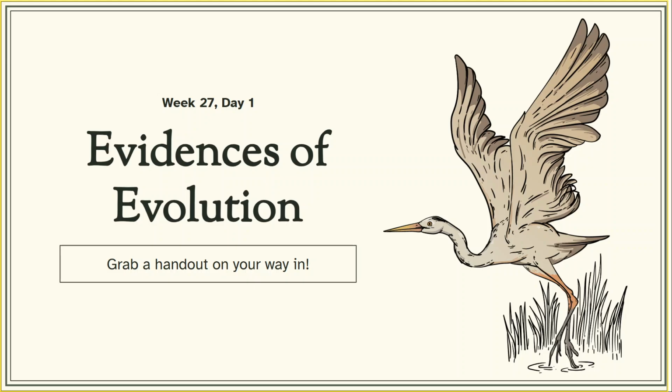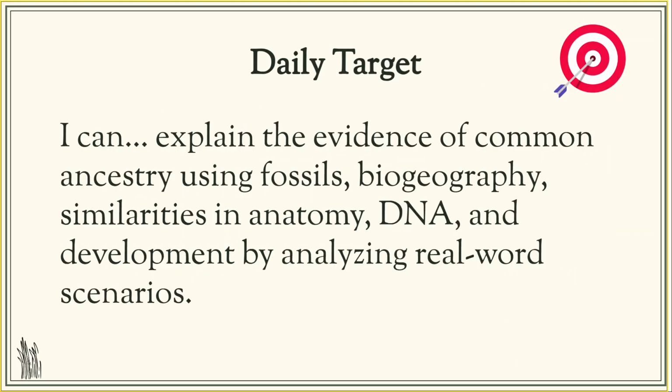So today we are going to talk about evolution. About 2 weeks ago, we were talking about natural selection, which is like the precursor to evolution. So natural selection is surviving from one generation to the next. Today we're going to talk about what's the evidence of evolution? What evidences do we have in the sciences? So the purpose of today is that I can explain the evidence of common ancestry using fossils, biogeography, similarities in anatomy, DNA, and development by analyzing real-world scenarios.